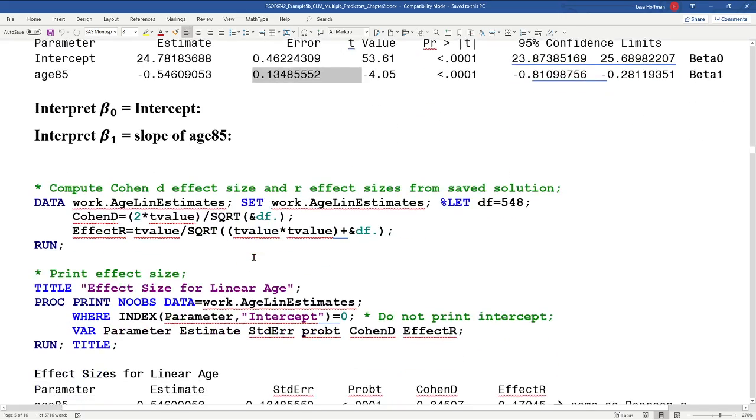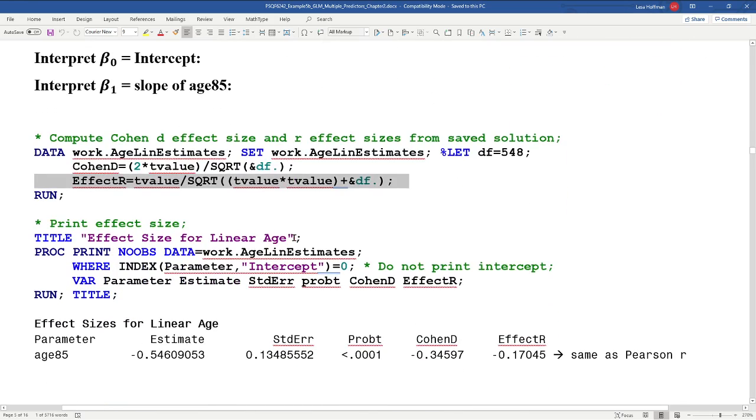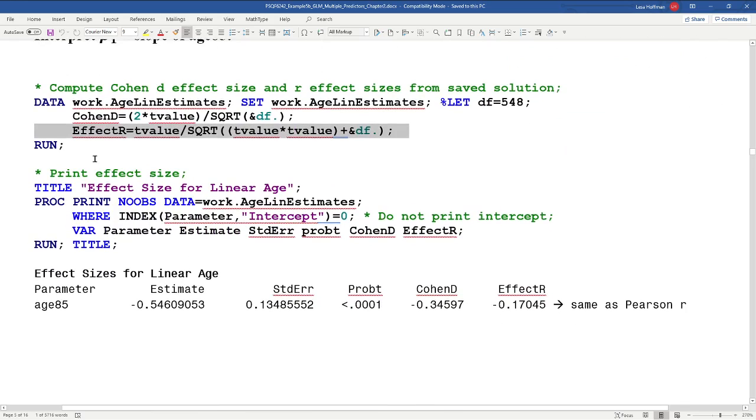I have also taken this table, saved it as a SAS dataset, and used it inside the dataset, computed a Cohen's d measure of effect size, as well as an R measure of effect size. And I'm doing that here largely for pedagogical purposes, because what ends up happening, here's the results of those two transformations, which I've appended to my output. The R that I get from converting the t-value and degrees of freedom is exactly the same thing as the Pearson's R that I got above.